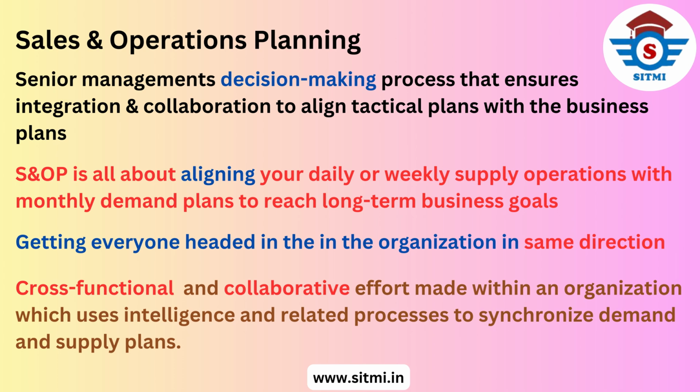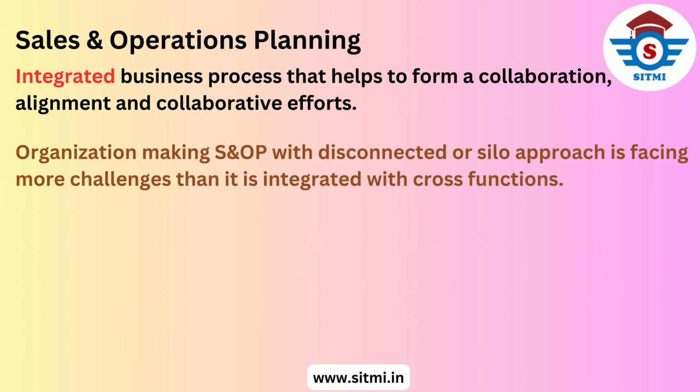Sales and operations planning is always preferred as an integrated business process because that helps to form collaboration, alignment and collaborated efforts across multiple functions or departments within the company. The word integrated plays a very important role in the sales and operations planning function. Any organization running an S&OP process which is disconnected or siloed faces more challenges than one that is integrated with multiple functions like inventory, planning, production, finance and the sales team. S&OP implementation has given the best results to many companies, who are getting benefits as long-term market success.